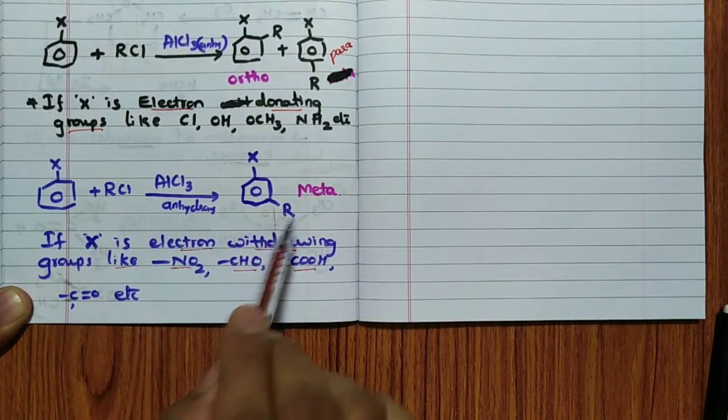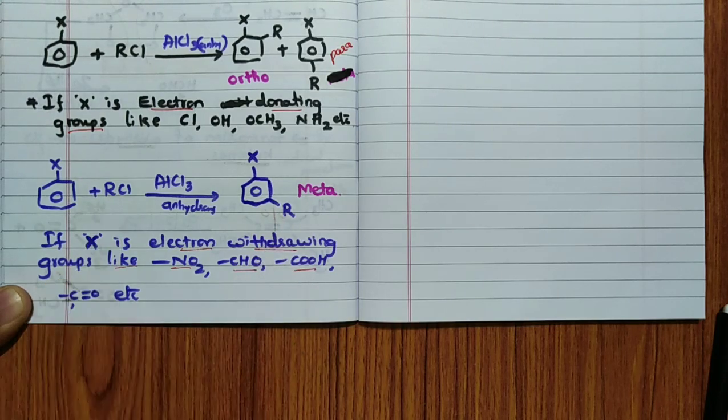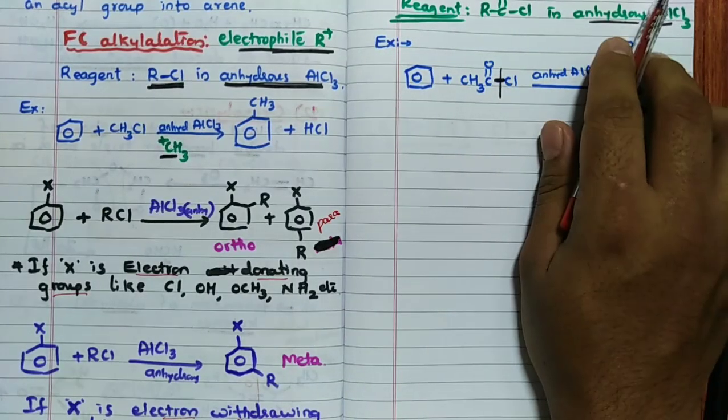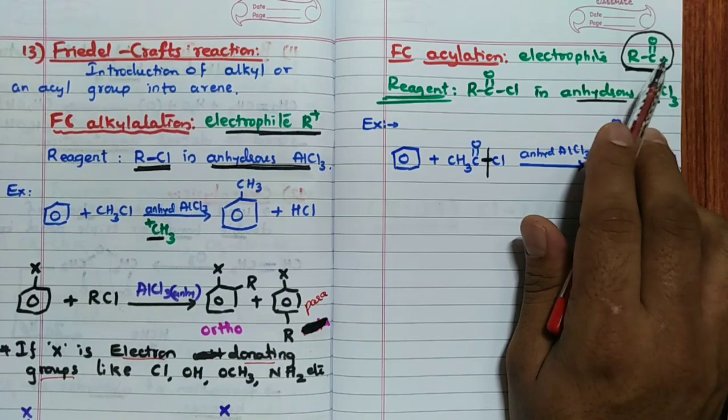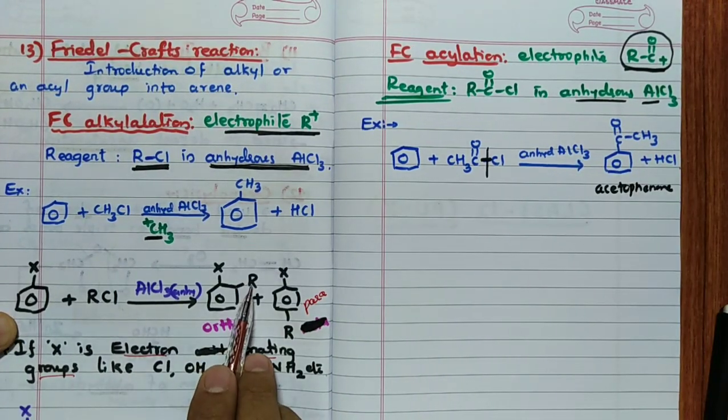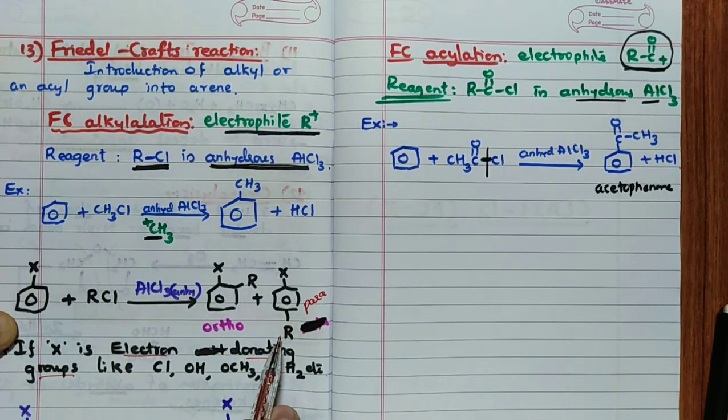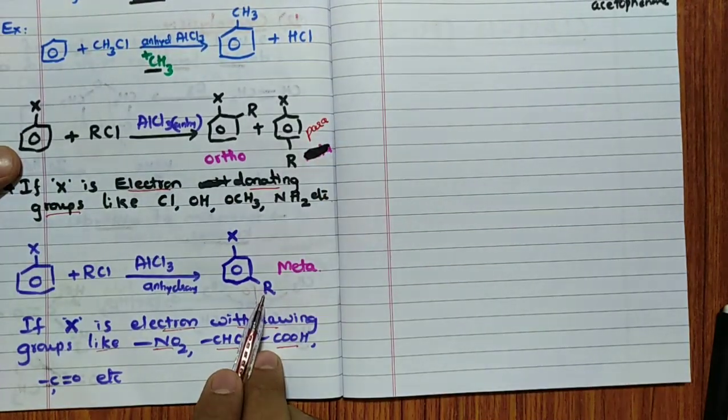With anhydrous AlCl3, you are going to get meta product with RCl. Similarly, with RCOCl also, you will get COCH3 at the ortho or para position. Here you will get COCH3 at the meta position.